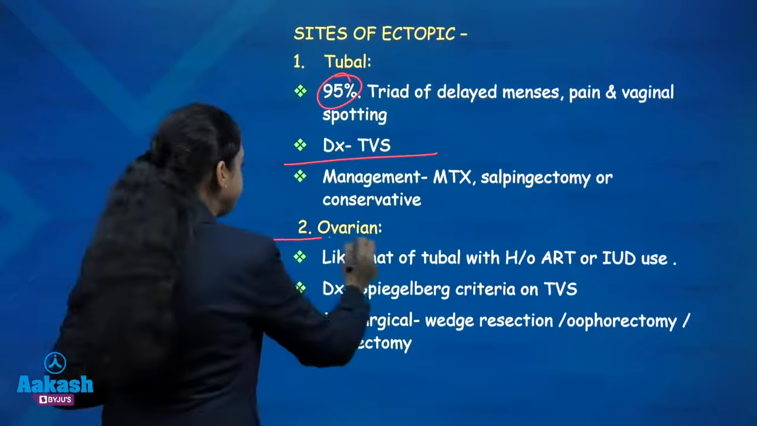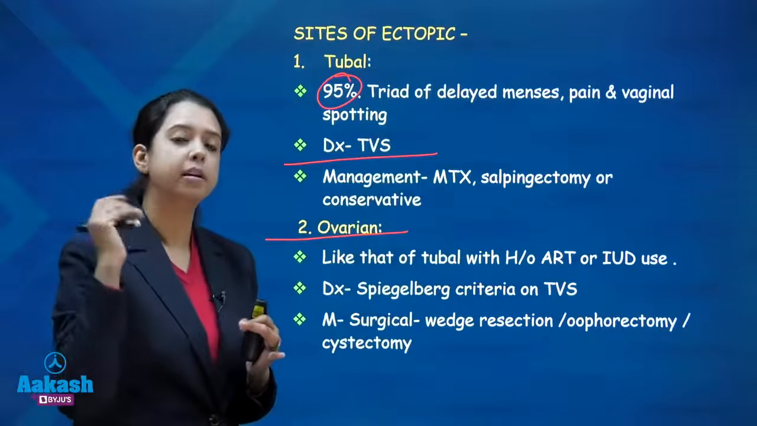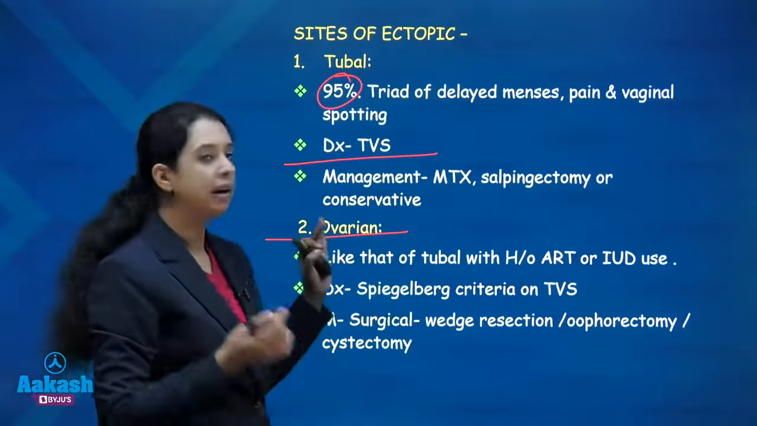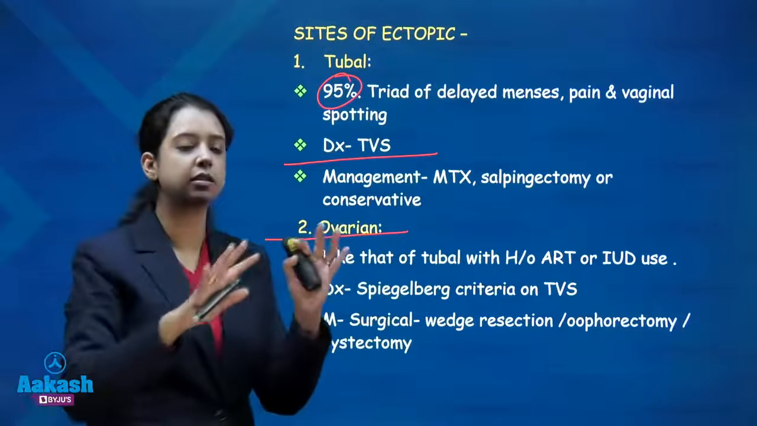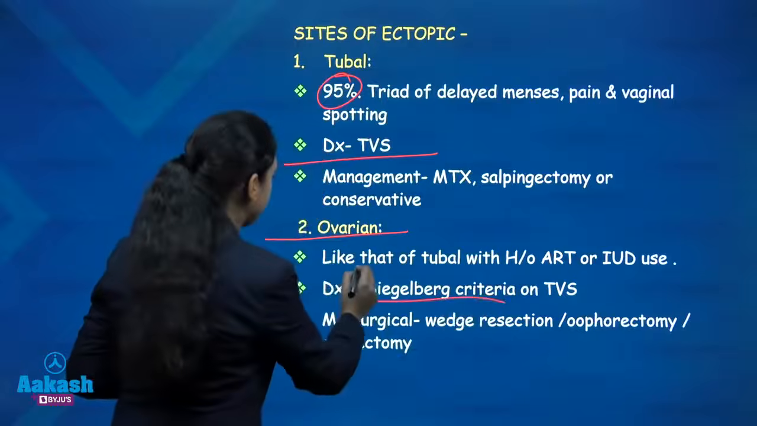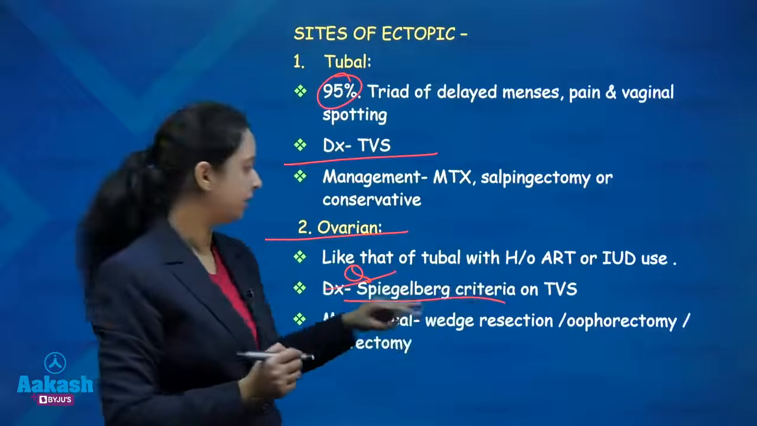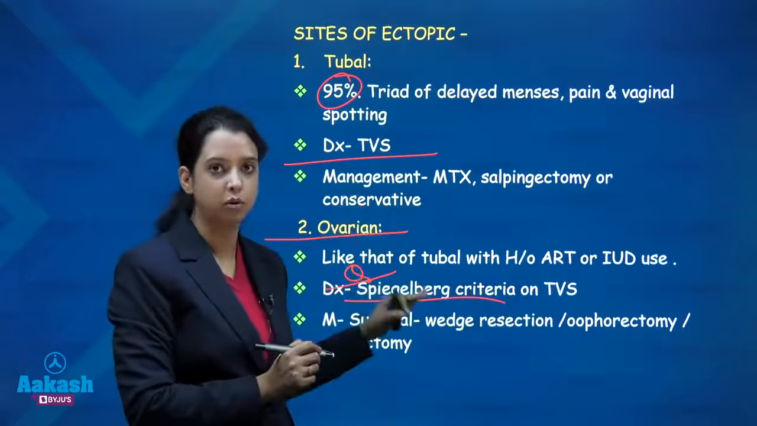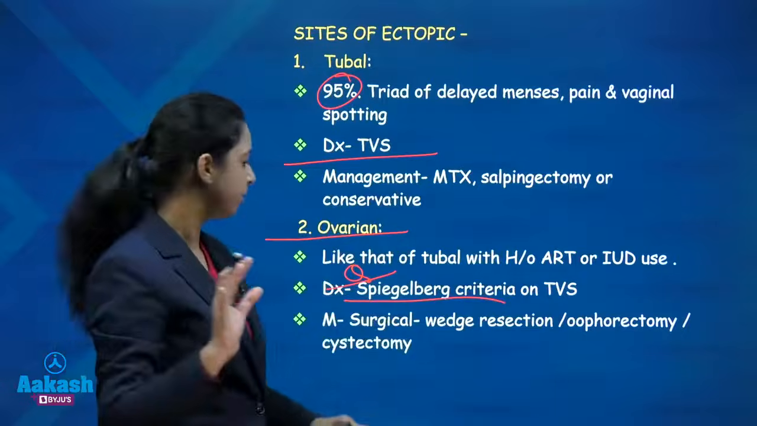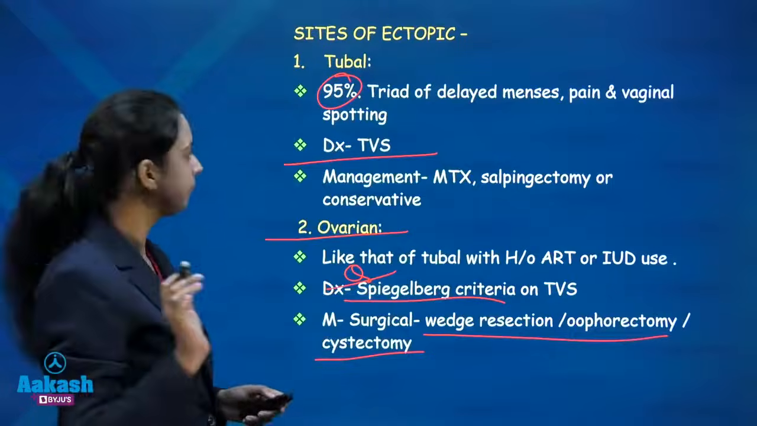Right? Ovarian, like that of tubal, will present with absent menses, pain and spotting. Patient can characteristically give history of ART. Okay. Diagnosis again by TVS. The features seen of ovarian ectopic are given a criteria named Spiegelberg criteria. Why am I giving you this? Because a question was asked that what is the criteria for ovarian ectopic diagnosis? It is Spiegelberg criteria. The question was asked on this name. So just know the name. Okay. How will you manage? For ovarian ectopic, you will not be able to give medical treatment. The answer is wedge resection or oophorectomy. You have to do the surgery.